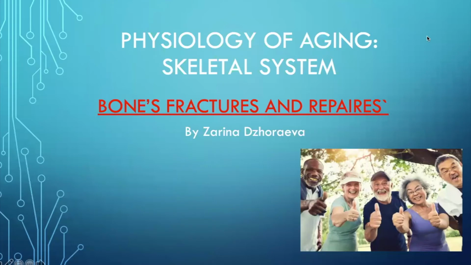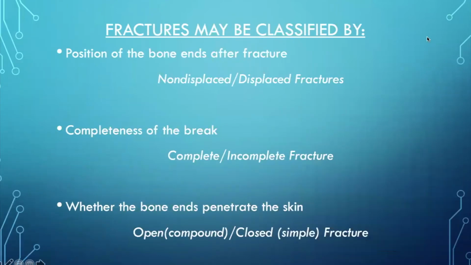Bone fractures and repair. Fractures are classified into three parts. Position of the bone ends after fracture: they can be non-displaced, which means that they retain their normal position, or displaced fractures, which means the bone snaps into two parts. Also, fractures are classified by completeness of the break, complete or incomplete fracture. The last is whether the bone ends penetrate the skin, open or closed fractures.